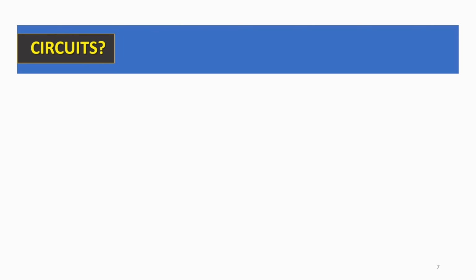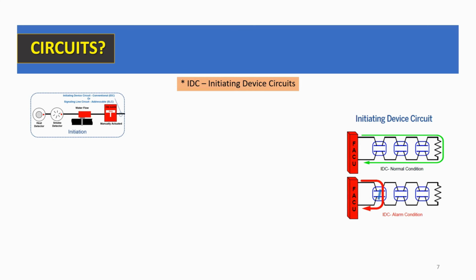So let us have a look at initiating device circuits. We already discussed the initiating devices. Here you can see the fire alarm control unit is connected to the initiating device circuits, and this will be closed by using a resistor. Now we are going to discuss this in our next slide, but before that we'll have a look at certain points of initiating device circuits.